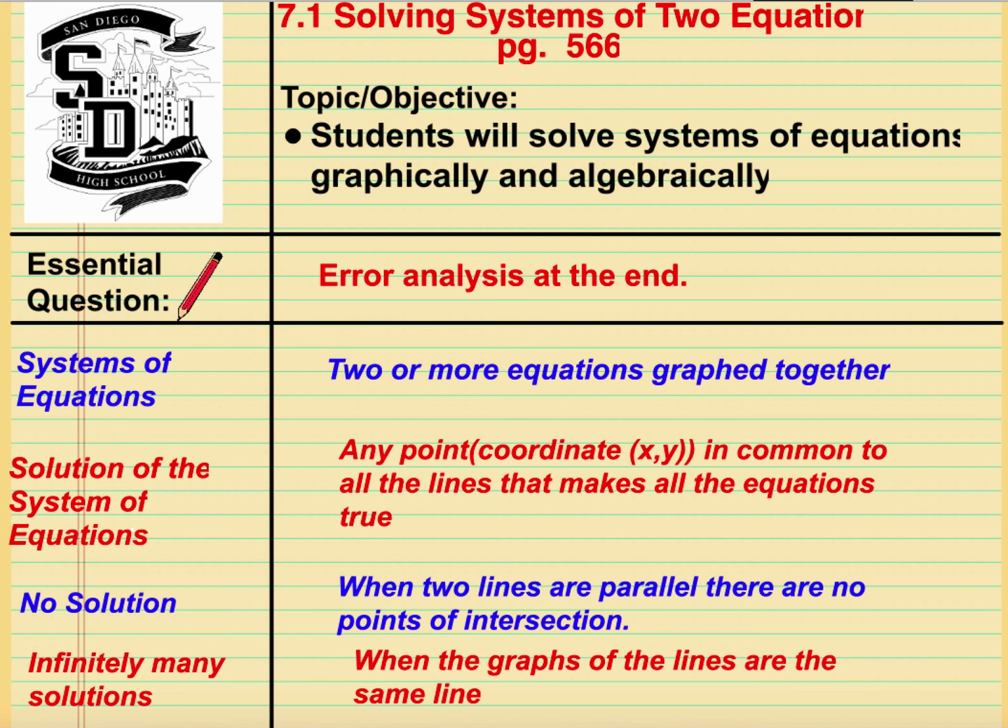It is possible that the graphs will never intersect. So in that case, there would be no solution. It could mean that they're parallel. Parallel lines wouldn't have any solutions. And then it could be that they have infinitely many solutions. This is when they're lying right on top of each other.